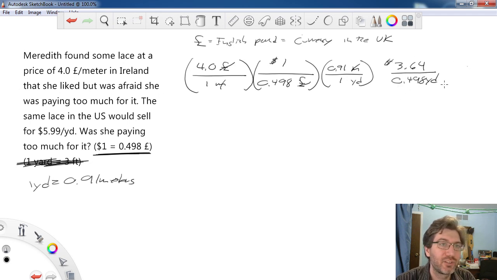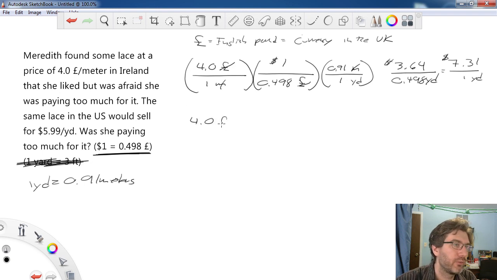0.498. So this here is your conversion of it. Well, how much is that? Divide that out. So 3.64 divided by 0.498. This is telling me it is $7.31, and that is rounded a bit per 1 yard. So 4.0 pounds per 1 meter is equal to $7.3 per 1 yard. So these are equal.